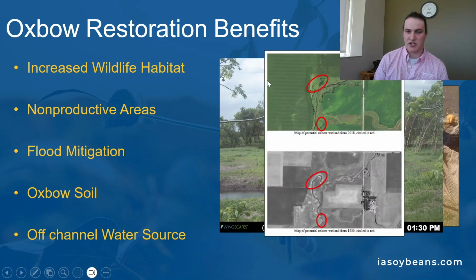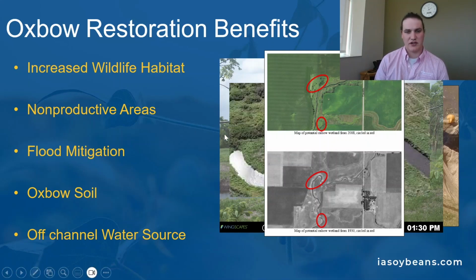They're usually in non-productive acres. As you can see, it wasn't farmed in the 1930s, and in 2018, it still wasn't farmed. So these areas aren't productive. Let's try and get some habitat benefits. Let's try and get some water quality benefits. These oxbows are pretty successful. They usually treat anywhere from 40 to 50% of the nitrates that go into them.